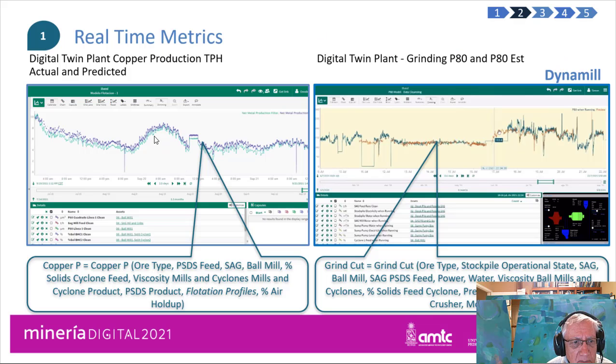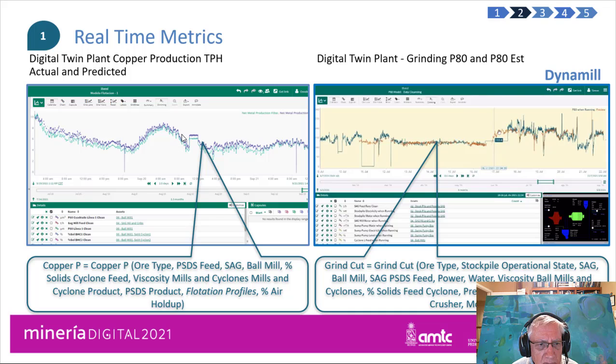Here we can see the net metal recovery, production, and the P80, and then we understand all the variables which are associated and the effect that these are having, which ones are constrained, and which ones we can manipulate. So we have a good X-ray of the plant, both from the grinding perspective and the integrated grinding and flotation.